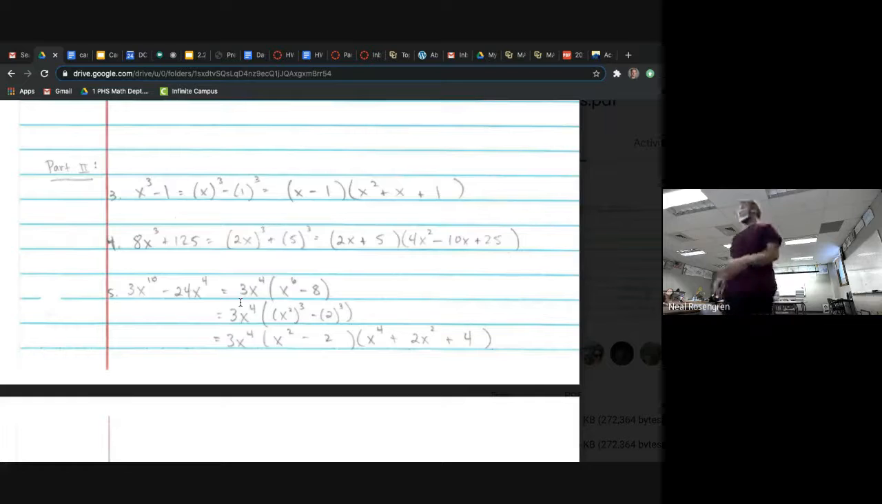But if I want to write x to the 6th as something cubed, I need to figure out what exponent should go with that. And when you raise a base to a power to a higher power, these two numbers get multiplied together. So if I'm going to say this is x to the something cubed, I need to figure out what cubed is 6. What times 3 is 6, and so that's x squared. And so your base is x squared for the first one, and your other base is 2. So x squared, 2, x squared squared, so x to the 4th, 2x squared, and then 2 squared.